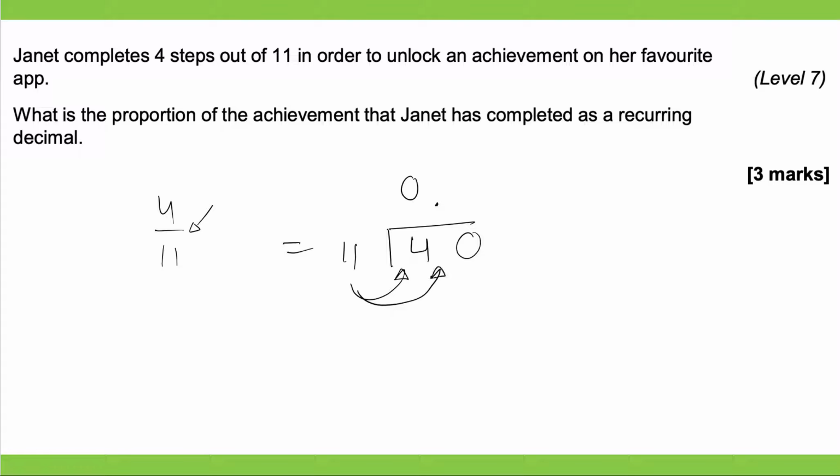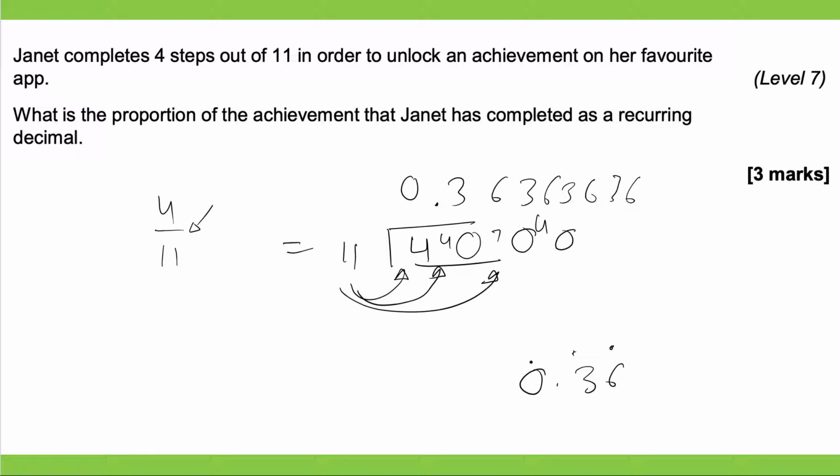11 goes into 40 now, 3 times, so it goes 3 times with a remainder of 7. 11 goes into 76 with a remainder of 4, and this decimal would keep repeating. So our recurring decimal would be 0.36 recurring, and that would be our final answer.